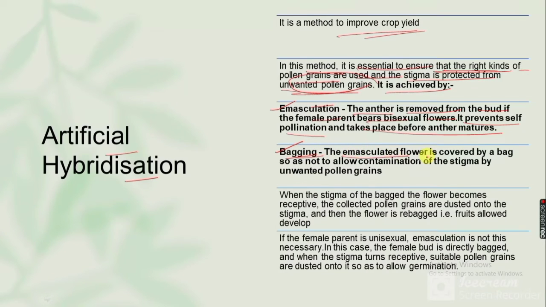In bagging, the emasculated flower is covered by a bag so as not to allow contamination of the stigma by unwanted pollen grains. When the stigma of the bagged flower becomes receptive, collected pollen grains are dusted on it and the flower is rebagged to bring about fertilization. If the female parent is unisexual, emasculation is not necessary. In this case, the female bud is directly bagged, and when the stigma turns receptive, suitable pollen grains are dusted onto it to allow germination.